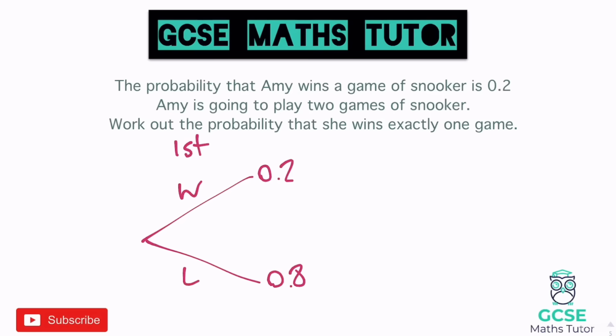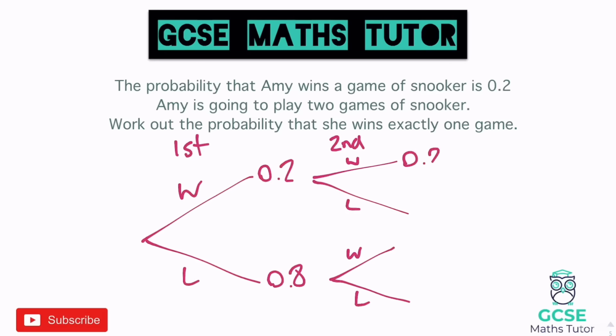Now she's going to play a second game, so I'm going to have a second branch. Again, this is after she's won, and we've got a second branch here in case she loses. But again, she wins or she loses, and she wins or she loses. Now it doesn't say the probability changes on the second game, so it's all just going to be the same. 0.2 for a win, 0.8 for a loss, and the same below. 0.2 for a win, 0.8 for a loss.